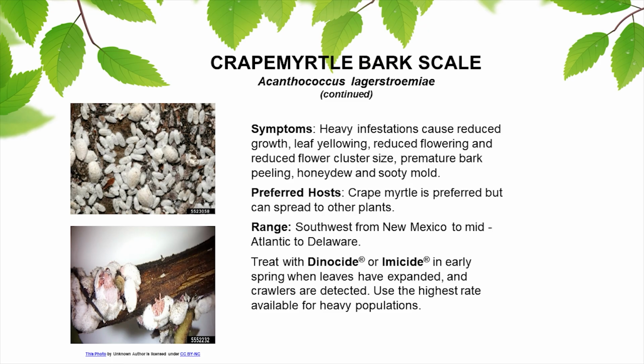Crapemyrtle bark scale can be managed by treating with dinotefuran or imidacloprid in early spring when leaves have expanded and crawlers are detected. Use the highest rate available for heavy populations.